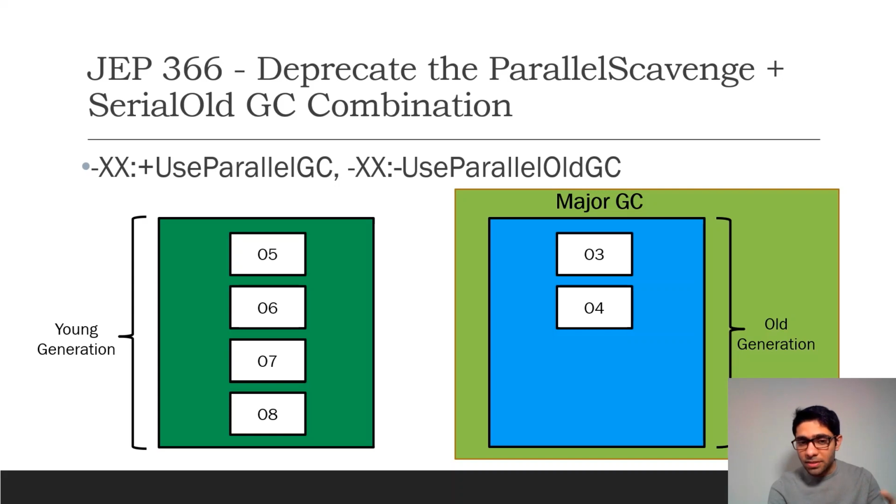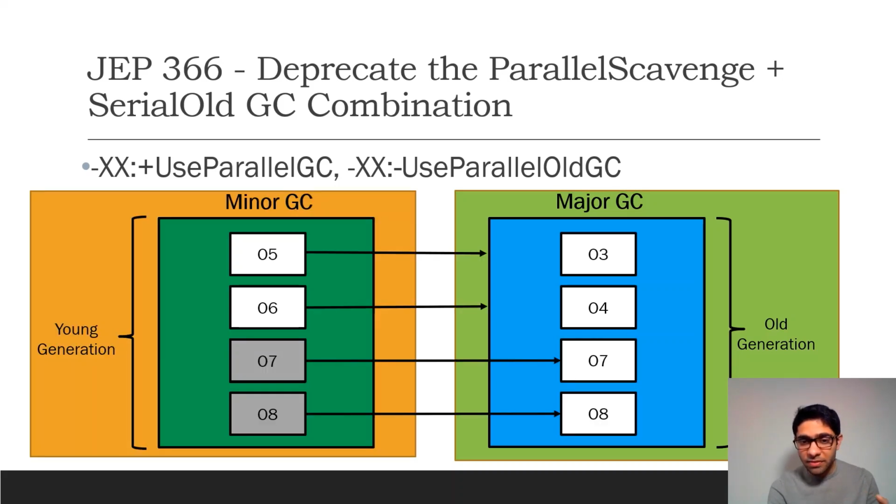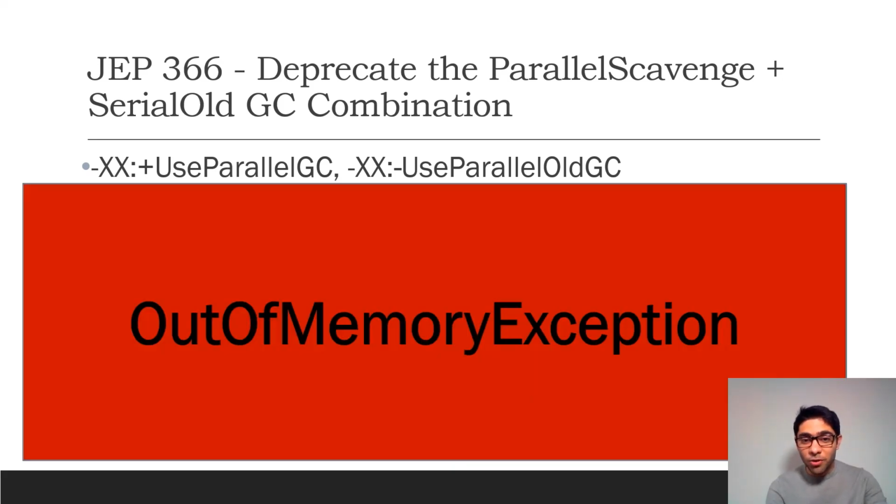Now, again, it has filled up. Minor garbage collection activity will trigger. Since there is no space available, only these 2 objects get moved because they actually survived. For the other 2 objects, you will get an out of memory exception.